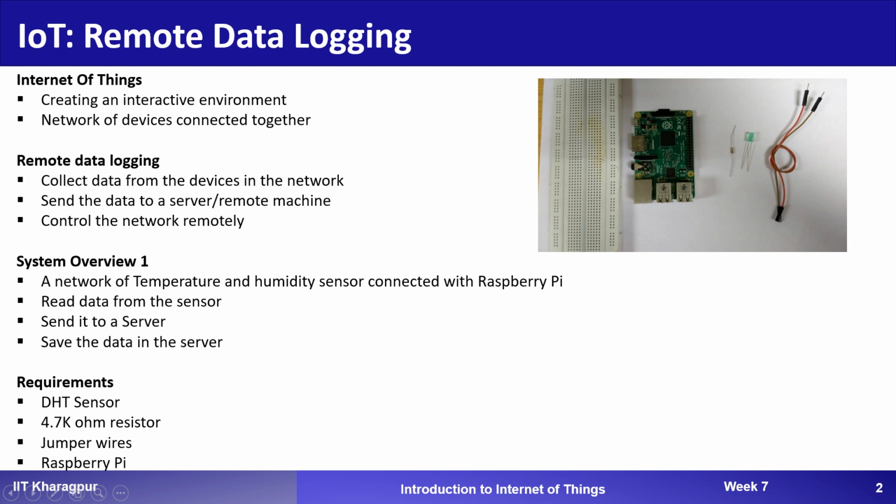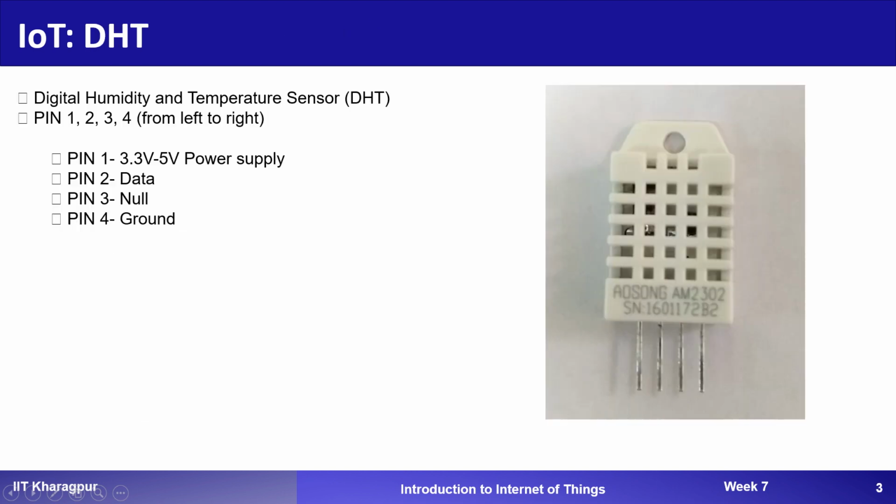The requirements for this setup are a DHT sensor and a resistor of 4.7 kilo ohm, then jumper wires and Raspberry Pi.